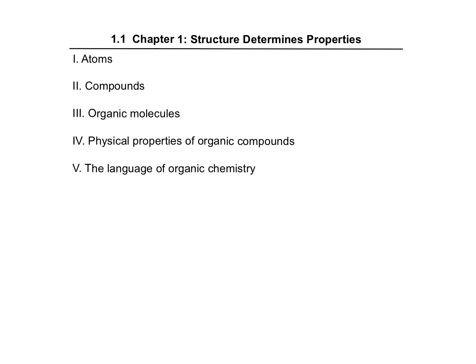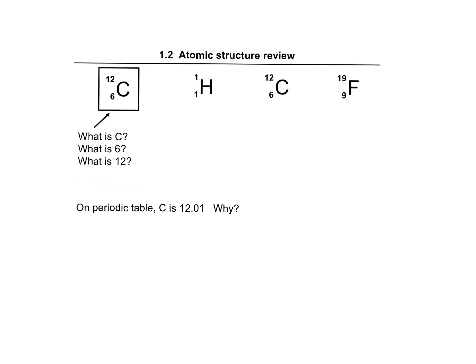So in this chapter, we'll be starting out with a review of atomic structure, and then we'll talk about compounds. We'll focus on organic molecules, talk a little bit about physical properties of organic compounds, and then start to think about the language of organic chemistry. So here we have some of the symbols that we've seen before. Now let's look at this one in particular.